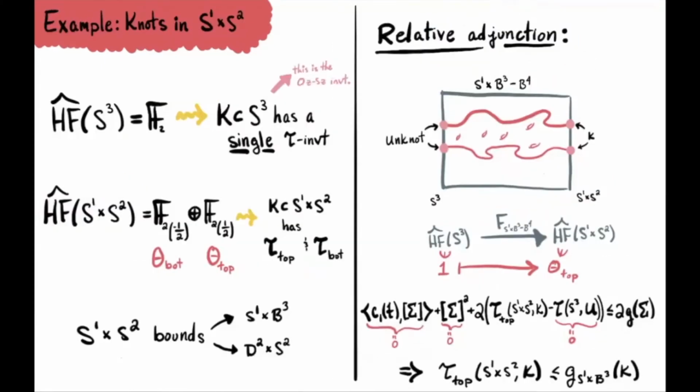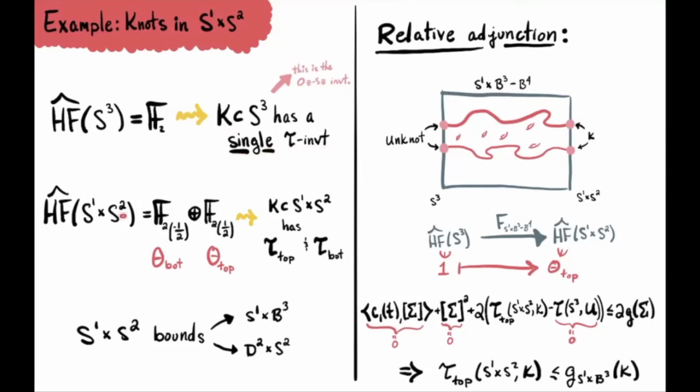Okay. So I think it's helpful to look at an example. The first nice examples are knots in S1 cross S2. But actually, before I talk about that, let me say something about the 3-sphere. HF hat of the 3-sphere is just F2 as a single generator, and so that tells me that for any knot in the 3-sphere, I get a single tau invariant. There's only one class here, and so there's only going to be one invariant associated to that class, and that really is Ozsváth and Szabó's tau invariant.